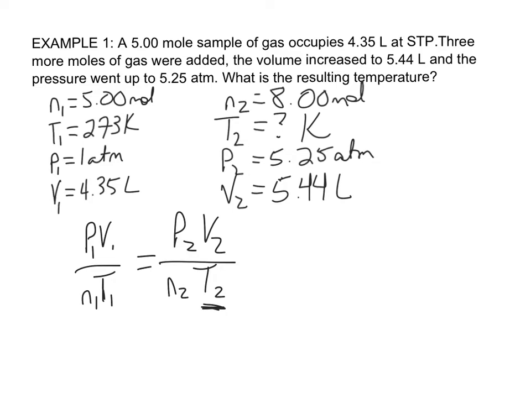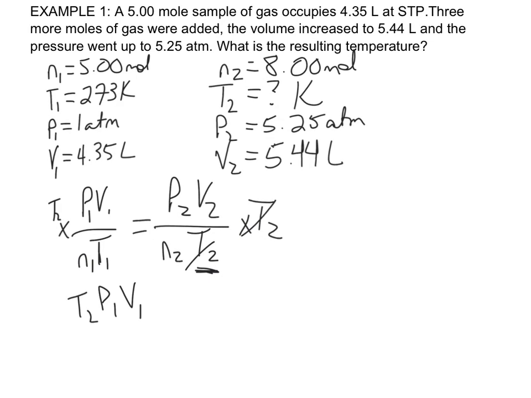So we're going to multiply this side by T2 so that we can get T2 on the correct side of my division line. So it pops up off the bottom on that side and onto the top on the left. So I get T2 times P1 times V1 over n1T1 equals P2V2 over n2. And now I can isolate T.